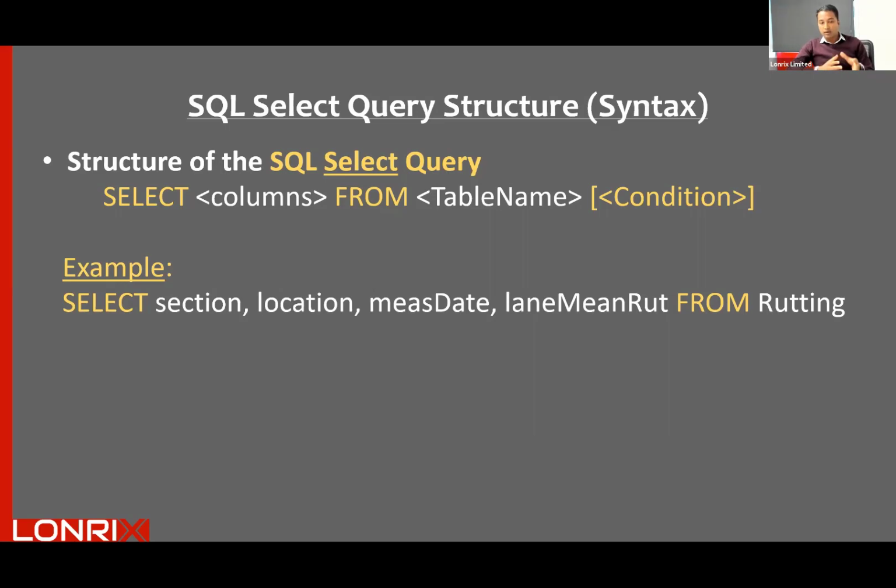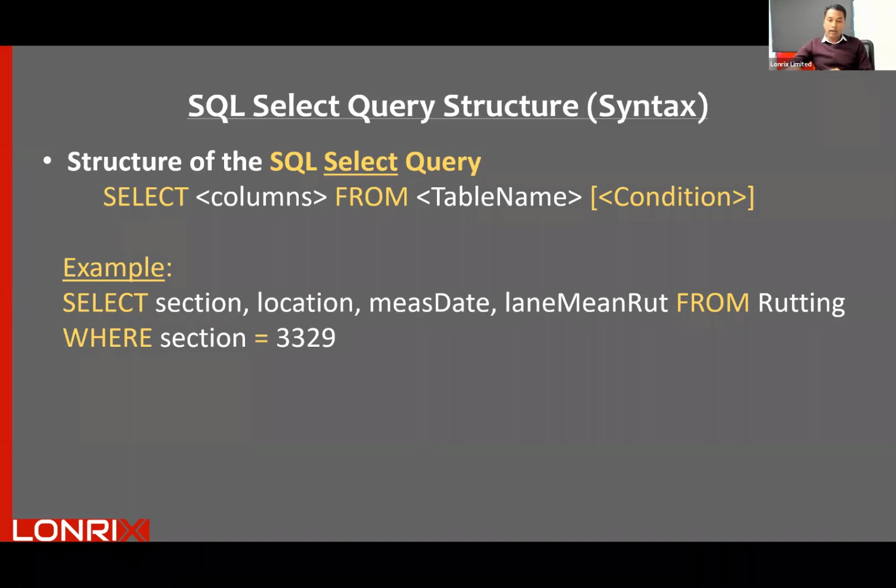So here you can see I've got the command select, and I've given my column names here. I'm interested to retrieve 4 columns: section, location, measure date, which in our case is a survey date, and lane mean rut column from the Routing table. And I want to filter, meaning add a condition to my output selection, so that I can narrow down the total selection by giving a condition. And this condition here is where section equal to 3329.